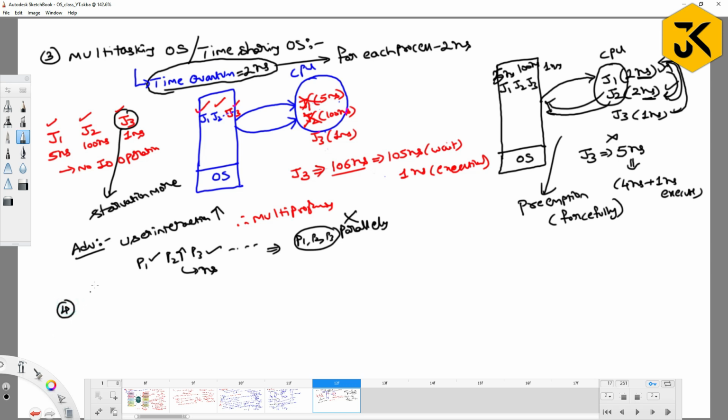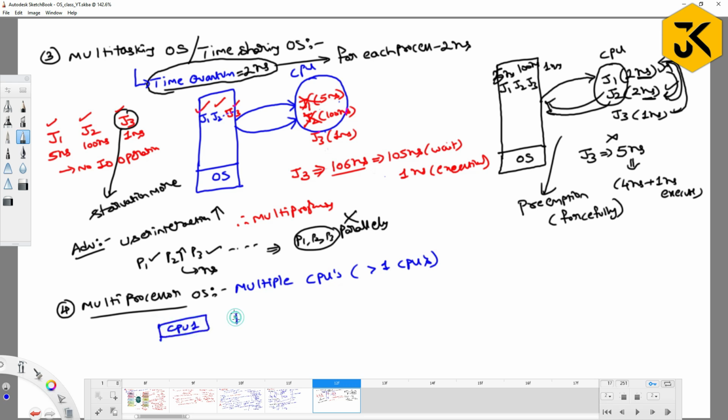The next kind of operating system is the multi-processor operating system. In multi-processor operating systems, we have more than one CPU. I can say we have multiple CPUs, I mean more than one CPU exists, so that we can perform the task in less time, right?